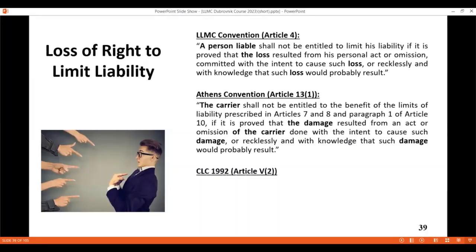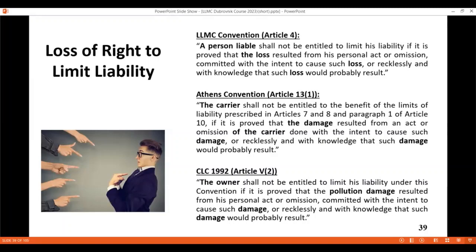If you see here, most modern liability conventions use exactly the same formula, with the exception that the LLMC says a person liable and talks of loss. Athens speaks of the carrier and speaks of damage. CLC speaks of the owner and pollution damage. But the rest is virtually the same. So why do I emphasize this?